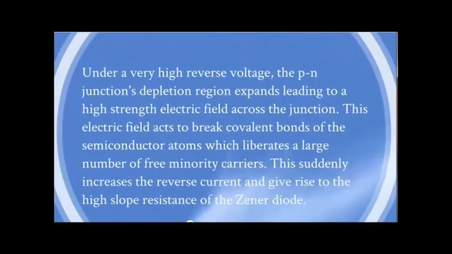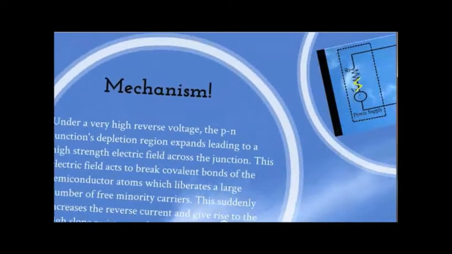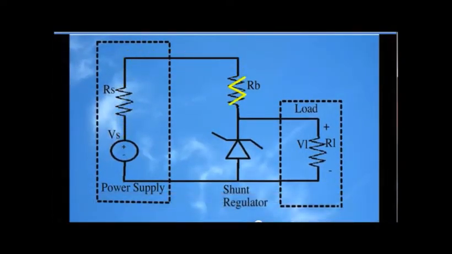Mechanism. Under a high reverse voltage, the PN junction's depletion region expands, leading to a high strength electrical field across the junction. The electrical field acts to break covalent bonds of the semiconductor atoms, which liberate a large number of free minority carriers. This suddenly increases the reverse current and gives rise to the high slope resistance of the Zener diode.